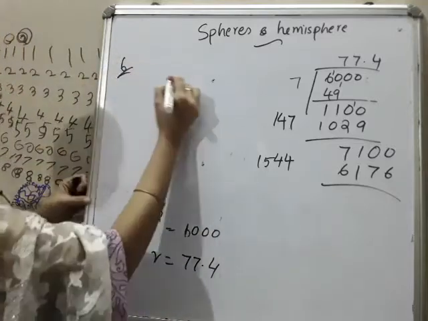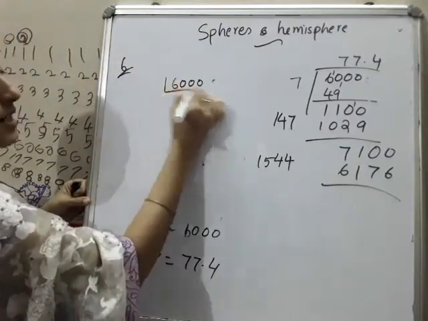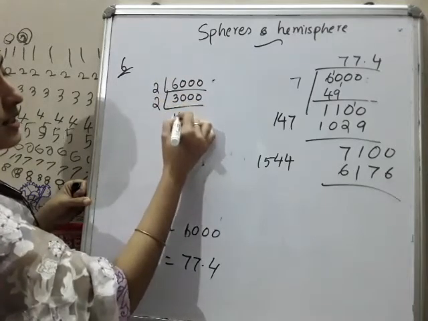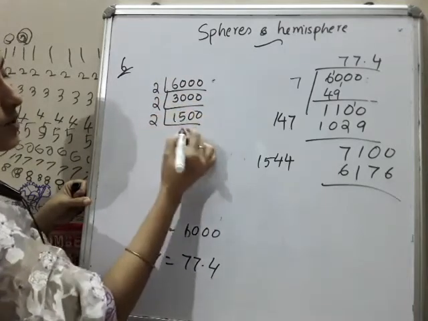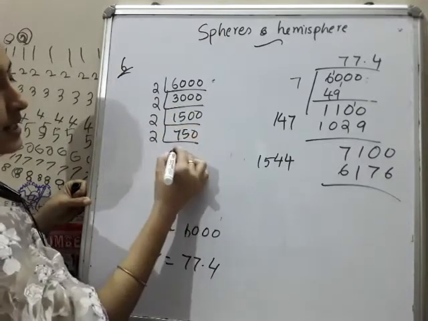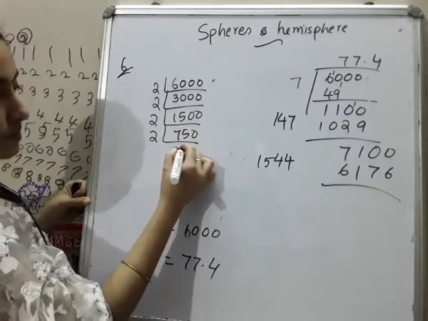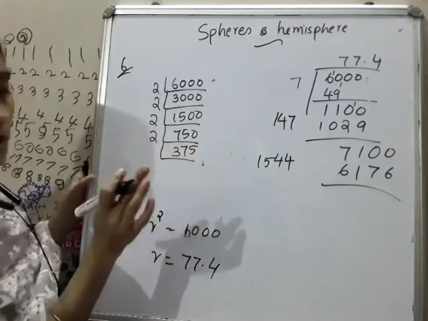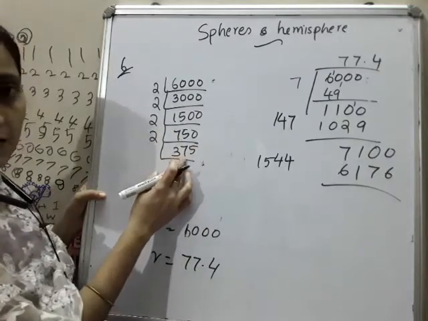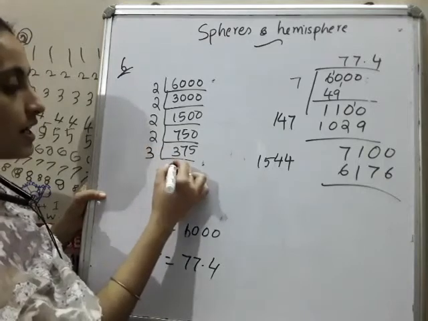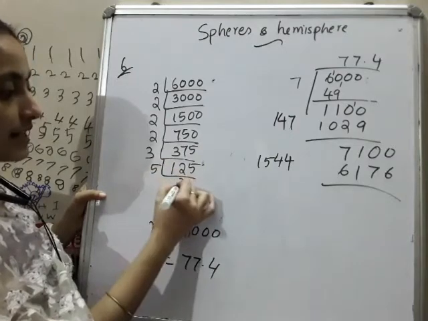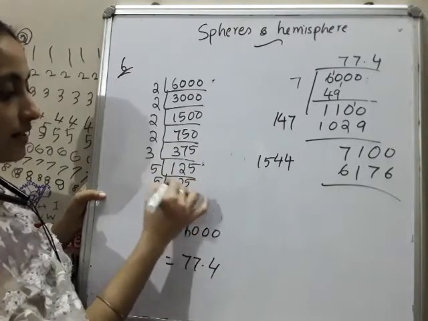Or you can factorize this directly. That is, 6000 by 2 it is 3000, by 2 it is 1500, by 2 it is 750, by 2 it is 375. Then we will not go by 2. 5 plus 3, 8 plus 7, 15 will move. So 3 you can write. So 1 time 3, then 125 will come. Then by 5 it is 25. Then by 5 it is 5.